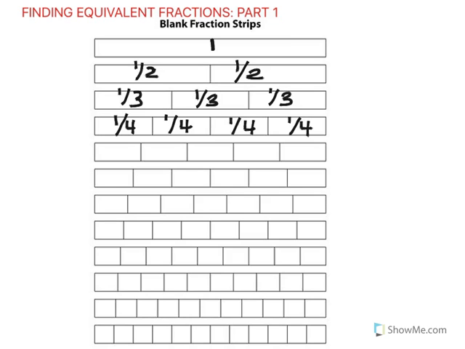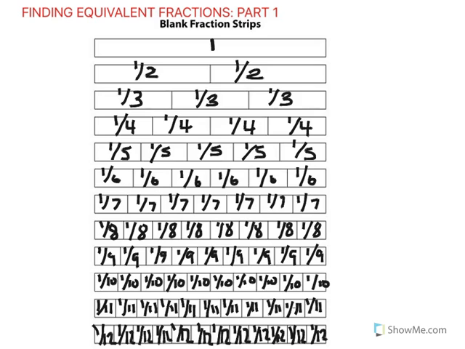Here our whole is broken into 5 parts. So each of these will represent 1/5. And you'll keep doing this until you get all the way down to the bottom, following the same pattern. So now we have filled our fraction strip model out from 1 whole all the way down to 12ths. So now let's see how we can use this model to help us find equivalent fractions.